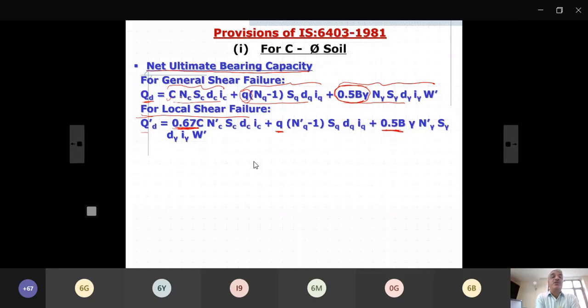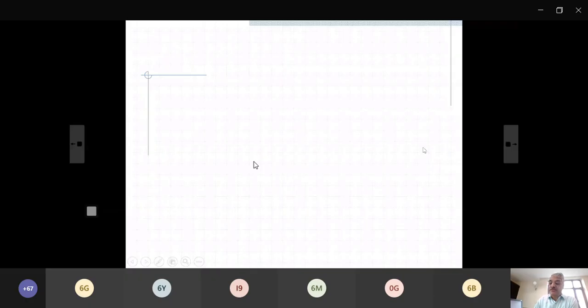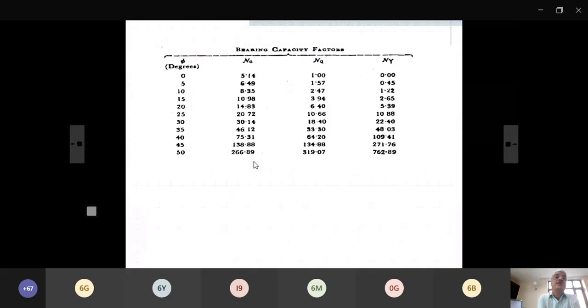The second difference is, if you see in all this, here there is NC, NQ minus 1 and N gamma. They are called bearing capacity factors. NC, NQ and N gamma are bearing capacity factors. And when you go to local failure, it is NC dash, NQ dash, N gamma dash. They are local bearing capacity factors. So NC, NQ, N gamma, NC dash, NQ dash, N gamma dash, or NC prime, NQ prime, N gamma prime are bearing capacity factors. And they are given in the IS code depending on phi value.